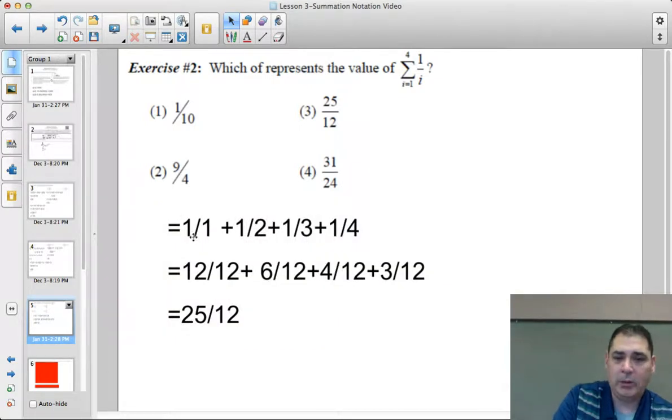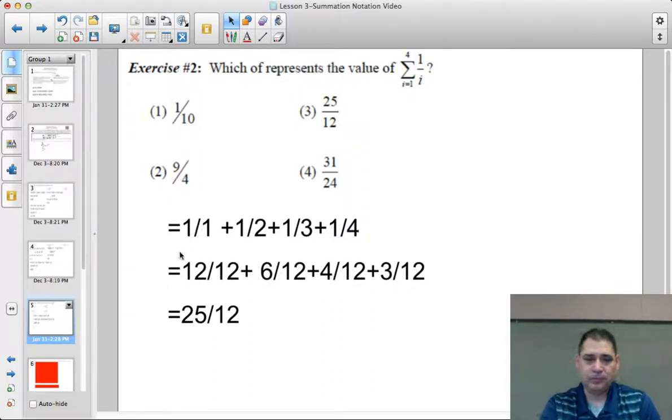So I put 1 in, got 1 over 1, which is 1. Then I put 2 in, got 1 over 2. Then I put 3 in, got 1 over 3. Put 4 in, got 1 over 4. Now, if you want to add fractions, you have to get a common denominator. So the denominator is a 12, and you get 25 over 12 when you add. You can also use a calculator if you want. You're going to get a decimal approximation. If you have one of the graphing calculators that the school provides, you can convert it back to a fraction, okay, after you get the decimal. So a couple of ways you can do it.